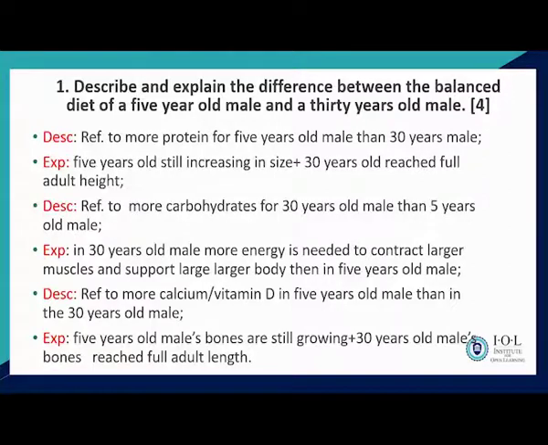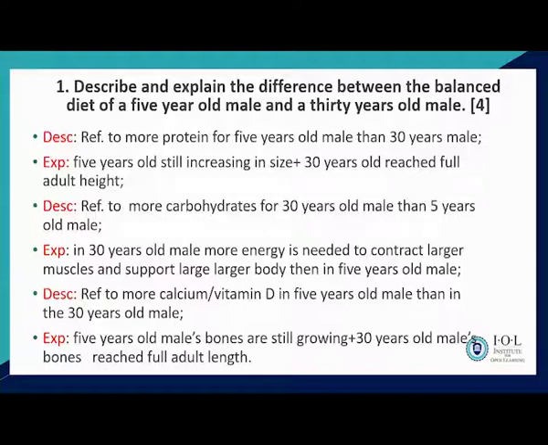That's 1 mark. And then you are giving an explanation because the 5-year-old is still increasing in size while the 30-year-old male has reached the full adult height or size. Look at, there is a plus there, so all the 2 reasons must be given. Description number 2 that students could have given is that the 30-year-old male will need more carbohydrates than the 5-year-old male. What is the reason?